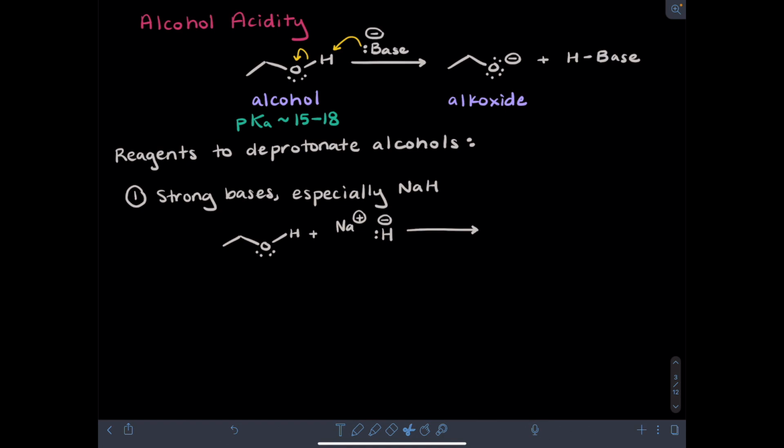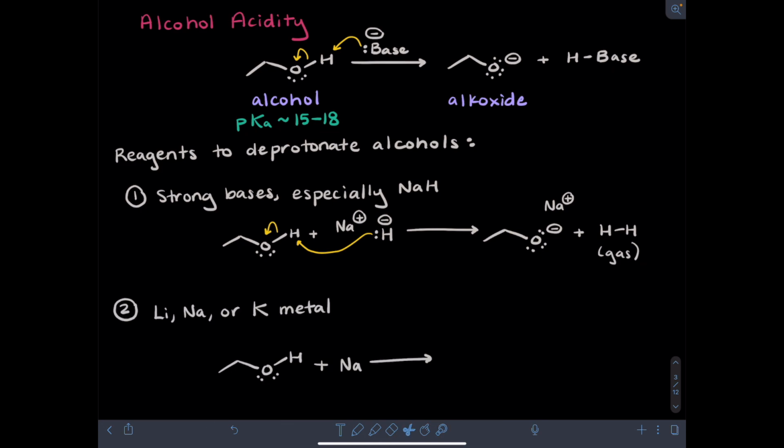One of these is strong bases, but especially sodium hydride. The hydride's lone pair can serve as a base to deprotonate the alcohol. This reaction forms the alkoxide conjugate base, and it also forms hydrogen, H2, which is a gas. This reaction is extremely favorable because the hydrogen gas simply bubbles out of solution, meaning that the reaction can't go in reverse. Another popular choice for deprotonating alcohols is treating them with lithium metal, sodium metal, or potassium metal.